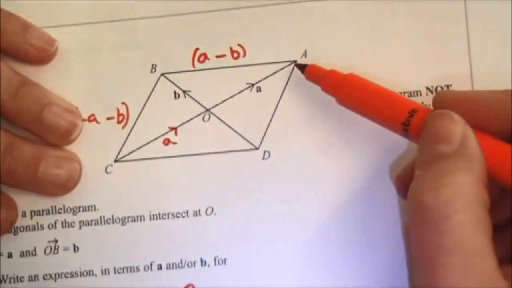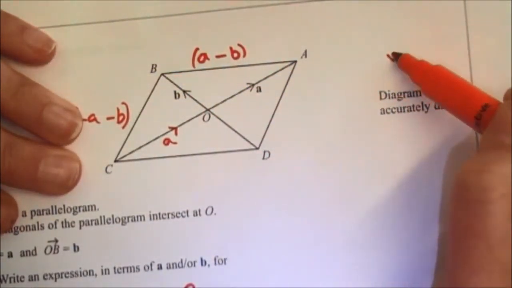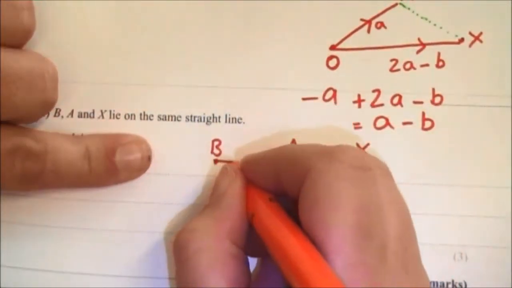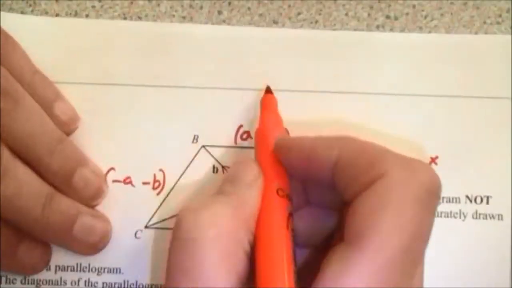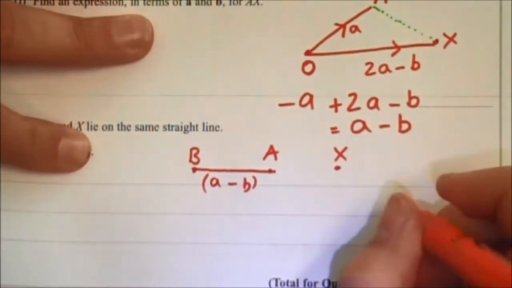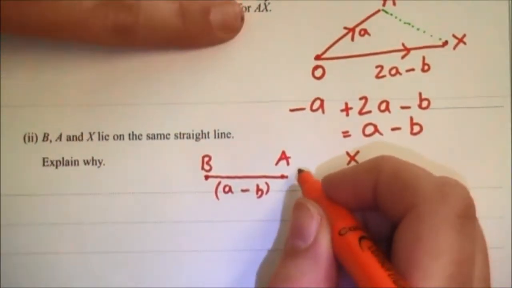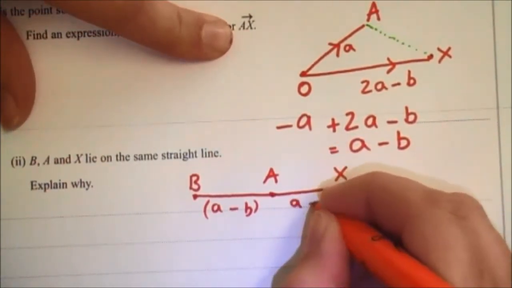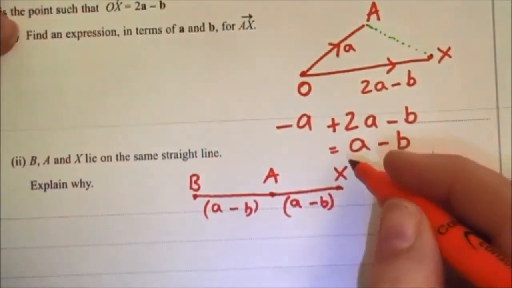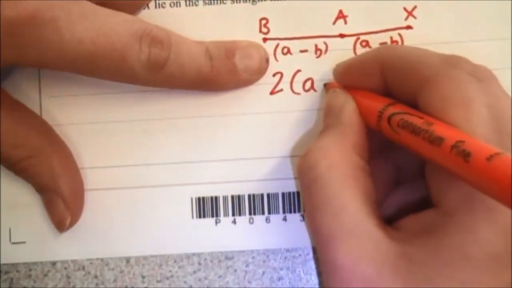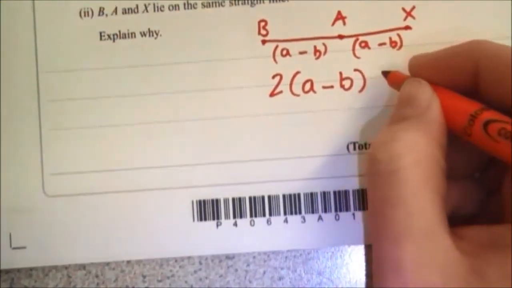So there's B, there's A. They're saying that X is going to be over here somewhere. Alright, well, what do I know first of all about the line BA? So let's have a look up there. I found the vector that BA was A minus B. So that's the name of that line. And they've told me, from what I worked out in the previous question, that the line from A to X was A minus B. Add them together how you like. I'm going to write it as 2A minus B.